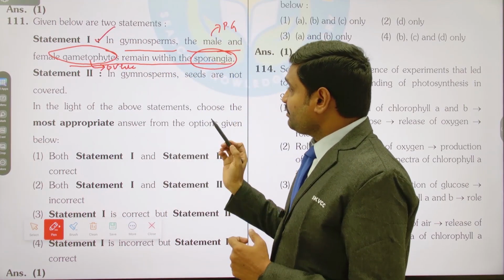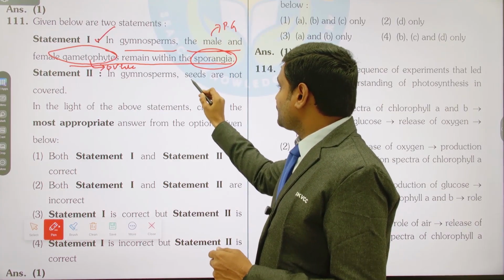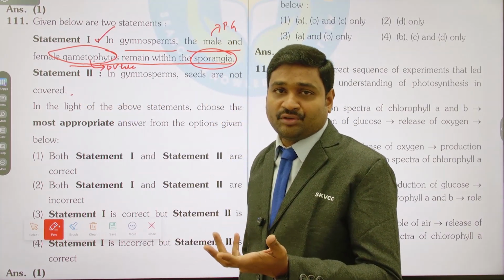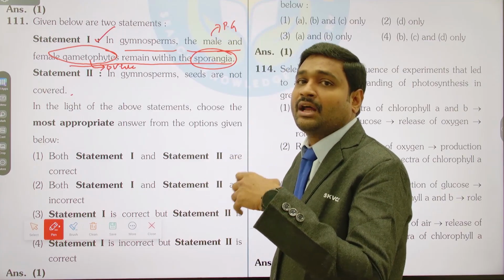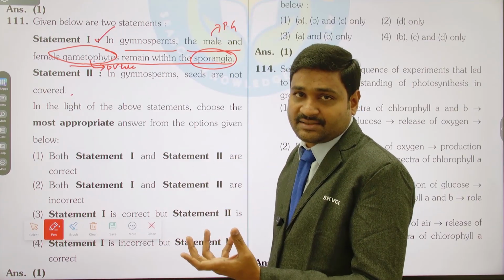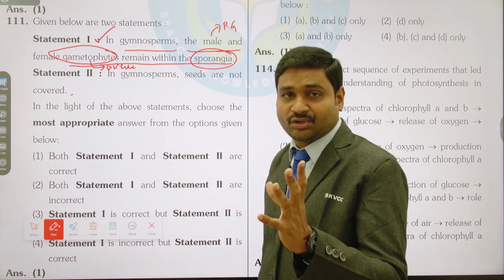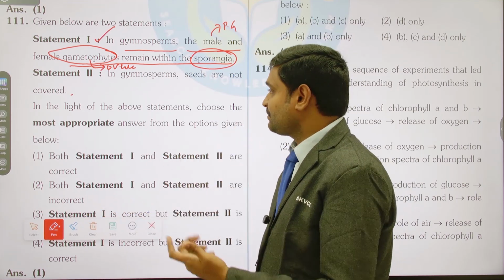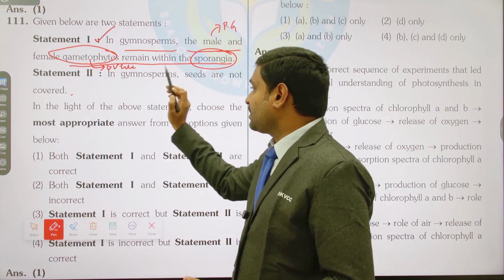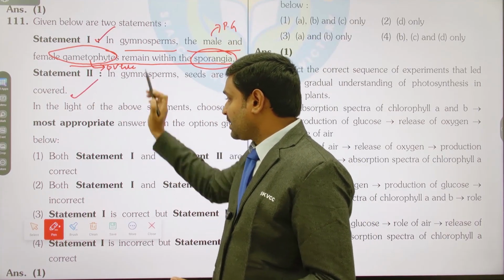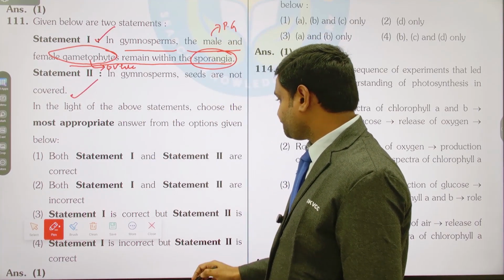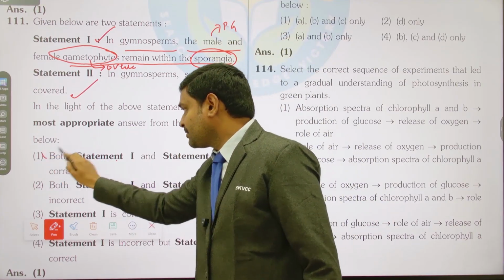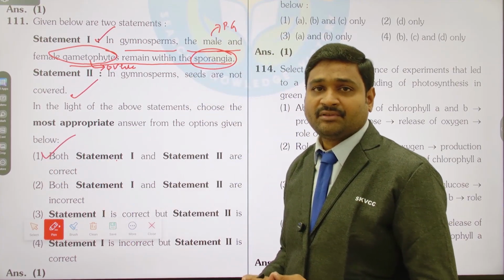Absolutely, statement 1 is correct. And statement 2, in gymnosperms, the seeds are not covered. Gymno means not covered. They are naked seeds, so they do not contain any seed coat. They are directly exposed to nature, so that's why they are always not covered. So this is also correct. Now let us see the correct option. Both statement 1 and 2 are correct, so directly click option 1.